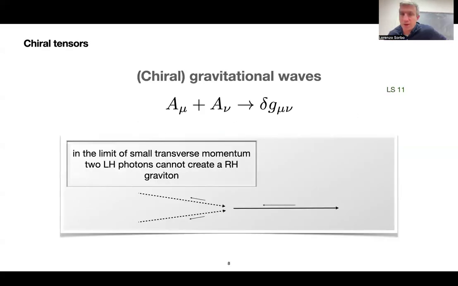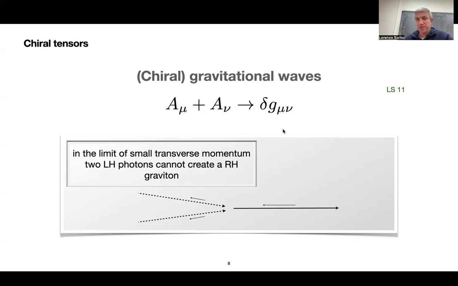So why gravitational waves? Well, when the early universe is full of these photons, that by the way might be standard model photons or some other U1 gauge fields, you can have a phenomenon where two quanta of these vectors join to form a gravitational wave. And since these vectors are left-handed, the gravitational waves will be preferentially left-handed. So we have a mechanism for producing chiral gravitational waves.